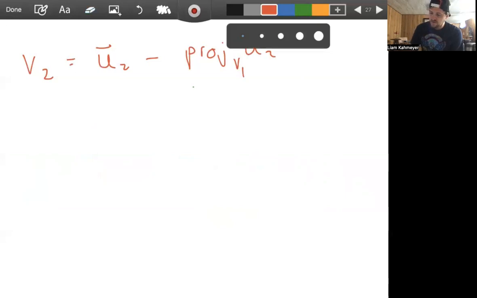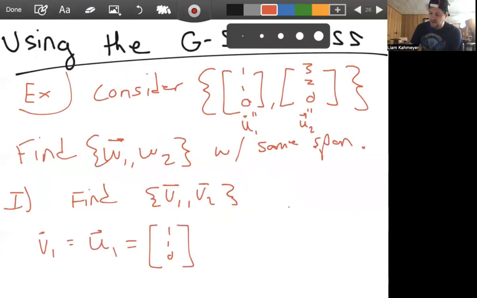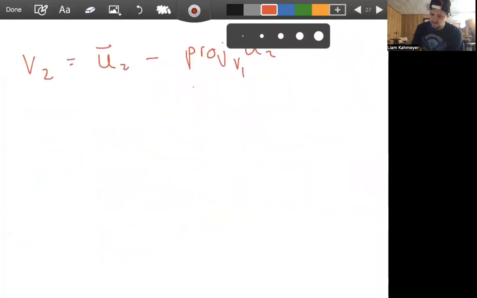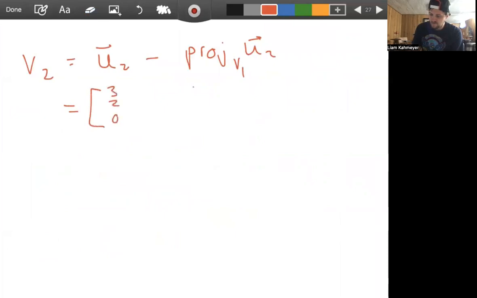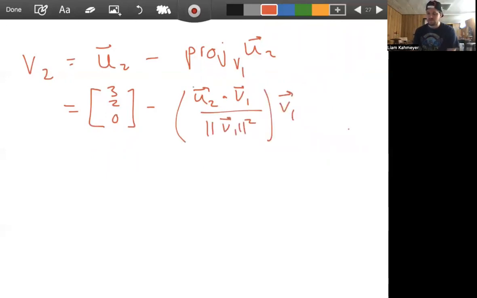In this context, what is U2? Well, U2 is (3, 2, 0). So we have (3, 2, 0) minus the projection of U2 onto V1. And this is where maybe you can just memorize what the projection is doing. I'll write it out explicitly first. This is U2 dot V1 over the magnitude of V1 squared times V1. Okay, then we have (3, 2, 0) minus.